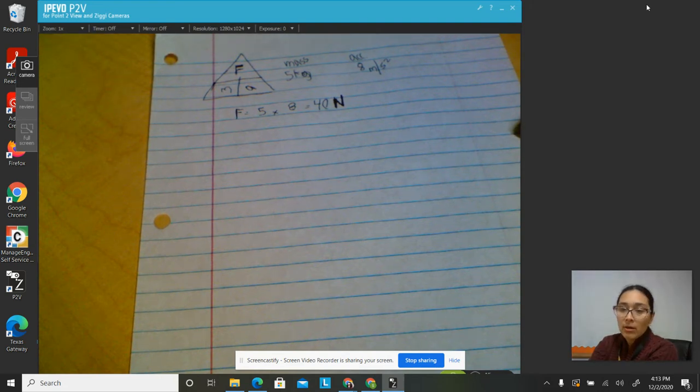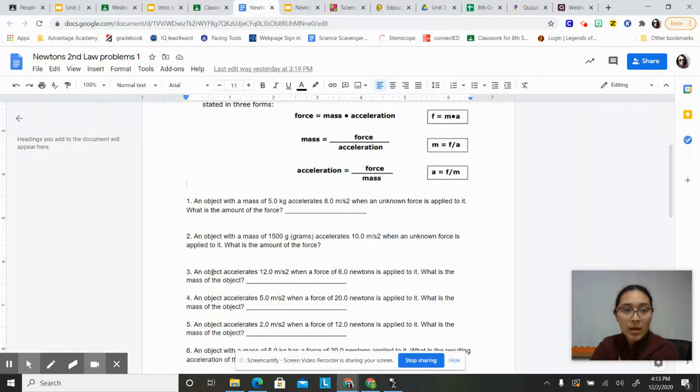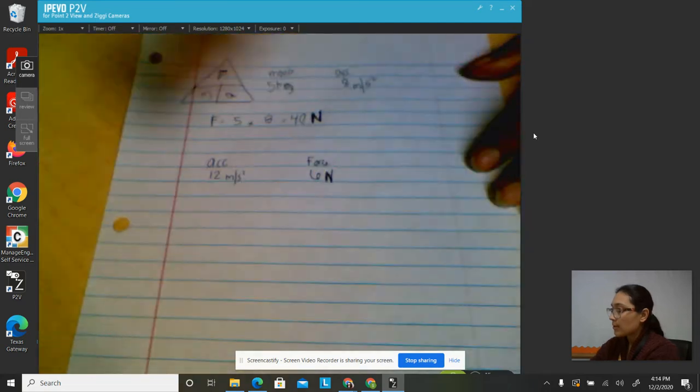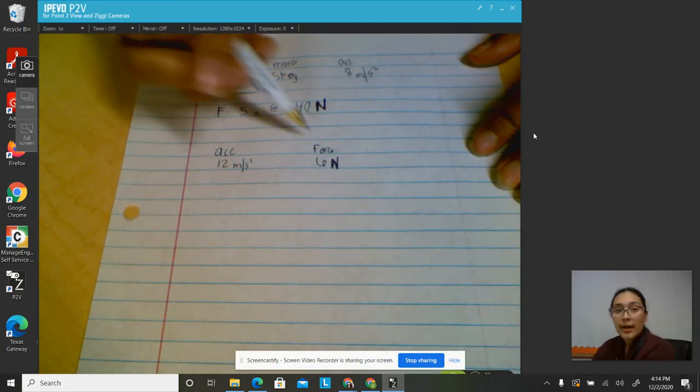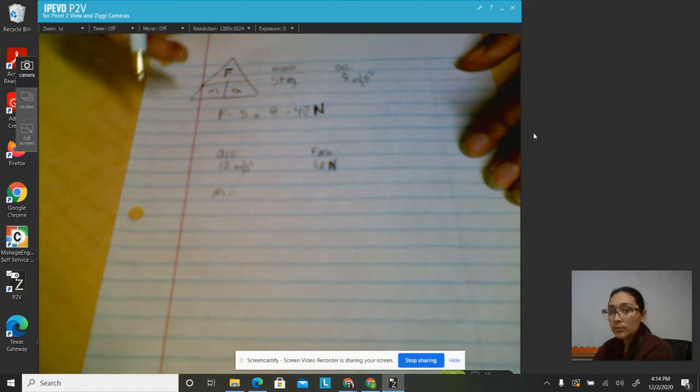Okay, so then let's solve for mass. Let's go ahead and grab a problem from yesterday. This one says that you have an object that accelerates, so that's my acceleration, at 12 meters per second squared, and the force used is 6 newtons. Whenever you're reading a problem and it gives you a number that is followed by newtons, you know that's the force. So as you can see here, I have my acceleration, I have my force, and it's asking for mass.